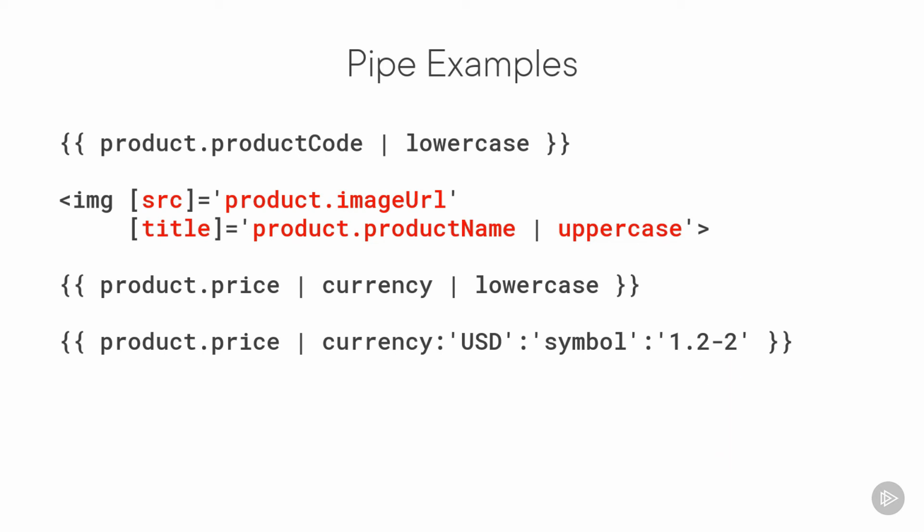The value here of 1.2-2 means at least 1 digit to the left of the decimal, and at least 2 digits to the right of the decimal, and no more than 2 digits to the right of the decimal, effectively defining 2 decimal places. With that, let's jump back to the demo.